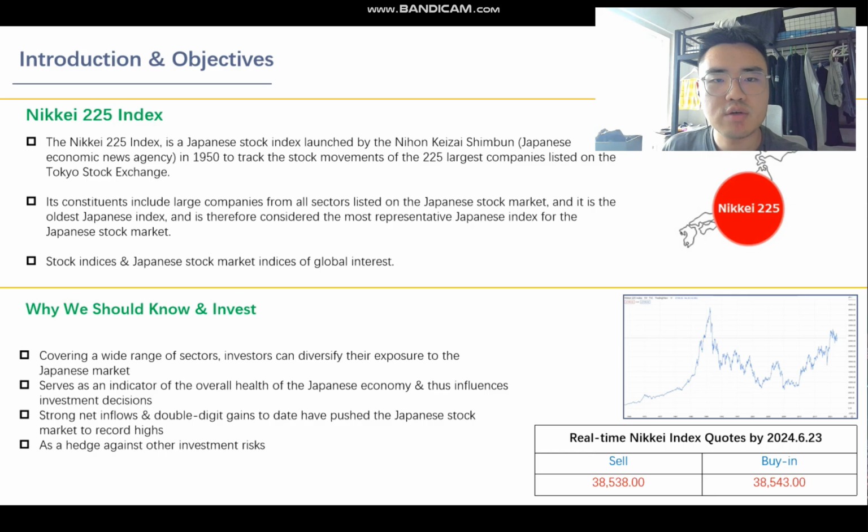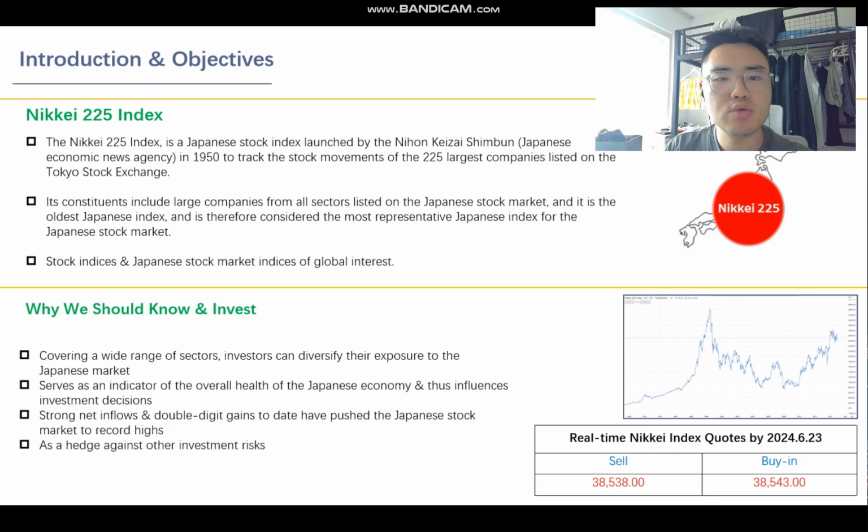This is an index of 225 stocks traded on the Tokyo Stock Exchange, introduced by the Japanese economic news agency. It was first introduced in 1950 with a value set at 250. It is a price-weighted index rather than a market capitalization index. And like the Dow Jones, the index price is derived from the per-share price of its constituent stocks. The index tracks the shares of the 225 largest Japanese companies listed on the Tokyo Stock Exchange and is a key indicator of the Japanese stock market, as well as a major Asian stock market benchmark with global reference.